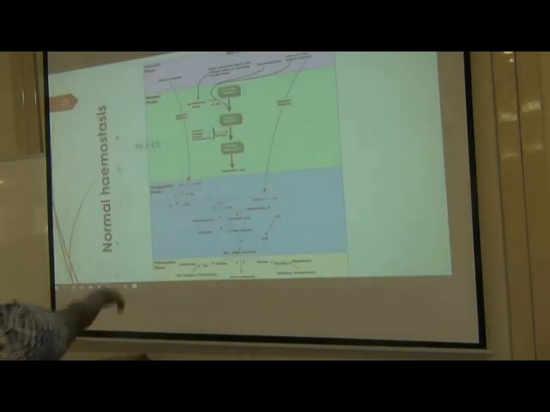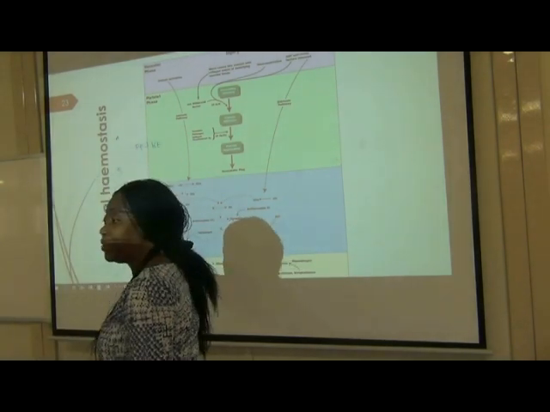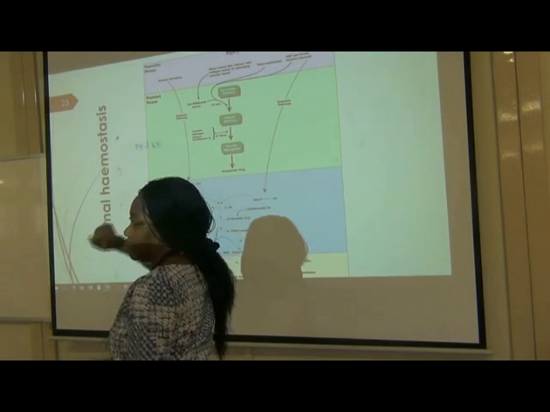Okay, prothrombin being converted to thrombin. Warfarin interferes with the synthesis of this prothrombin.